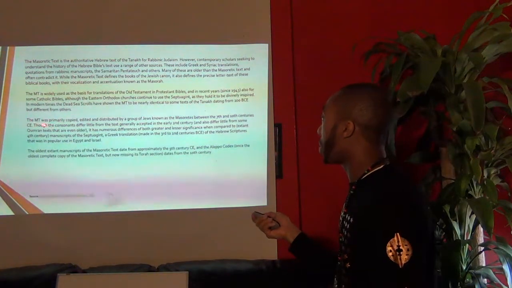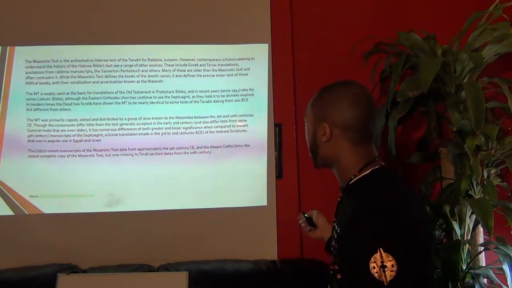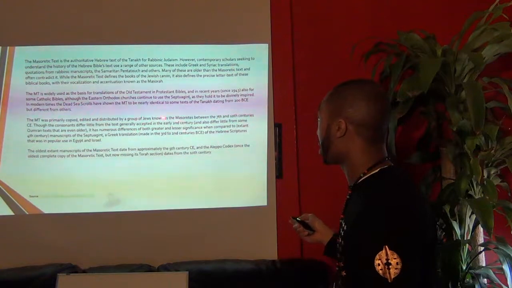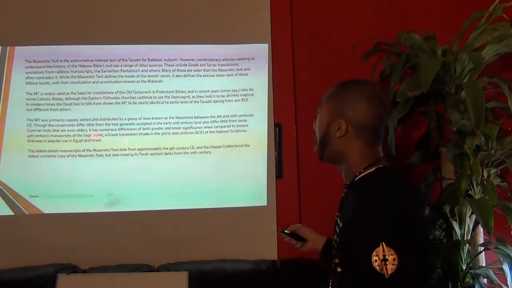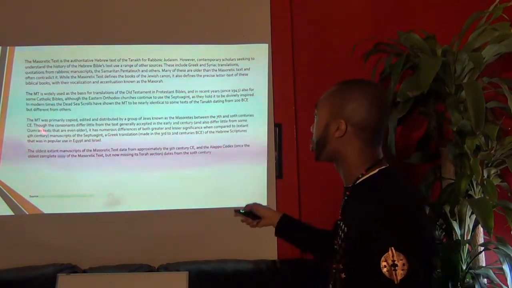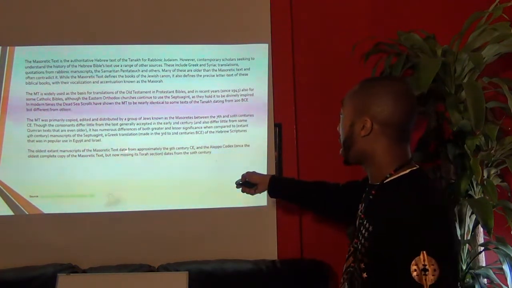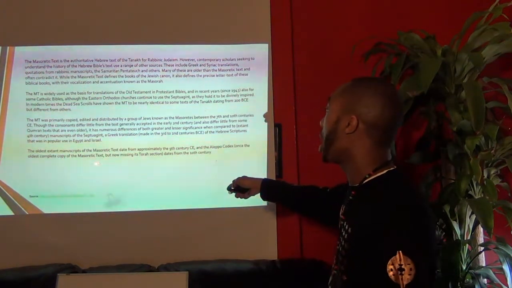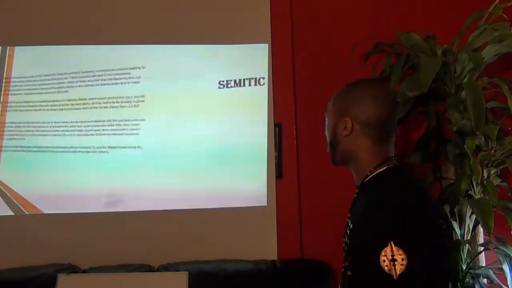The manuscript was primarily copied, edited, and distributed by a group of Jews known as the Masoretes between the 7th and 10th century CE. Though the consonants differ little from the text generally accepted in the 2nd century, it has numerous differences of both greater and lesser significance when compared to the manuscripts of the Septuagint, a Greek translation of the Hebrew scriptures that was popular in use in Egypt and Israel. The oldest extant manuscripts of the Masoretic text date from approximately the 9th century CE, and the Aleppo Codex, once the oldest complete copy of the Masoretic text but now missing its Torah section, dates from the 10th century. Alright, let's move forward.